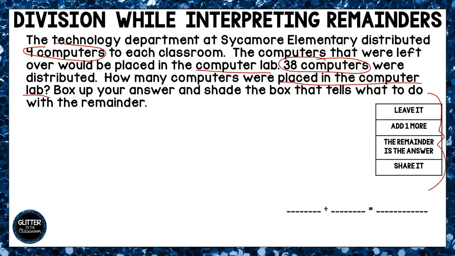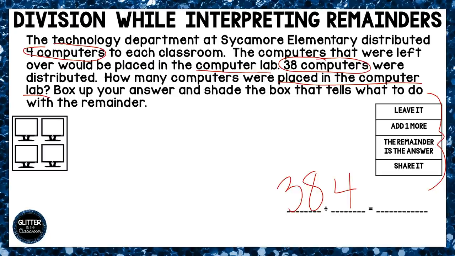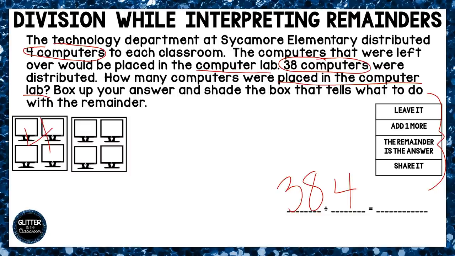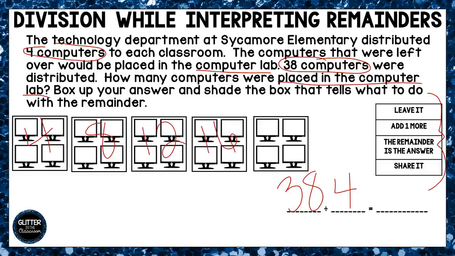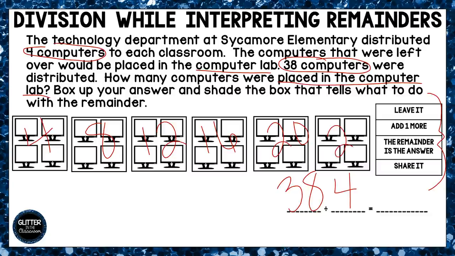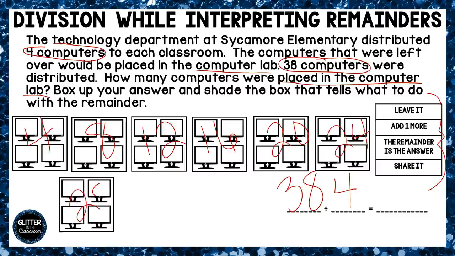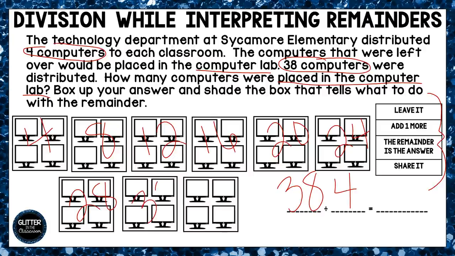Okay, so I know that there are 38 computers being passed out, and I know that 4 are going to go to each classroom. So let's put these computers in the classrooms. 4 computers went to this classroom. 4 more went to this classroom. That's 8 computers. 12 computers were passed out. 16, 20, 24 computers, 28, 32, 36, hang on, I have computer 37 and 38.